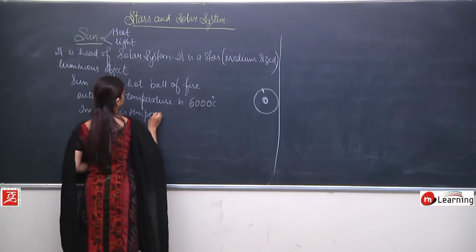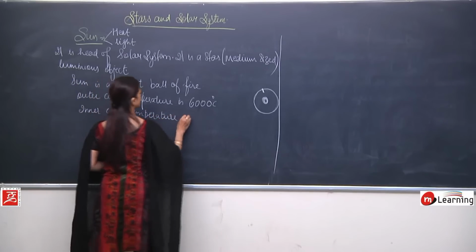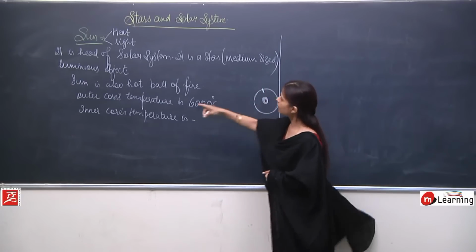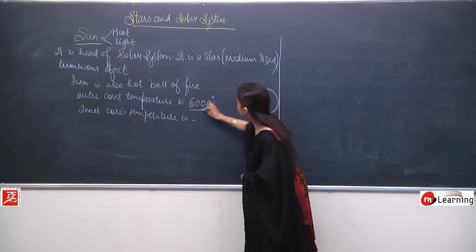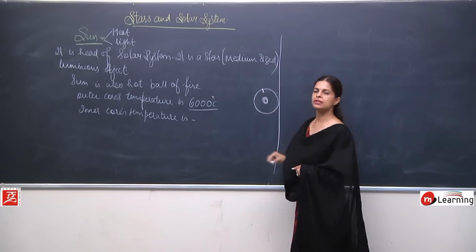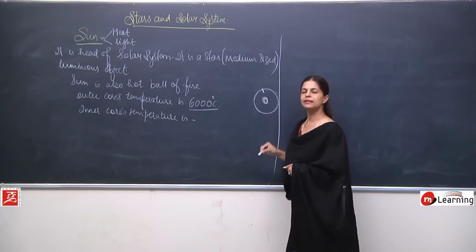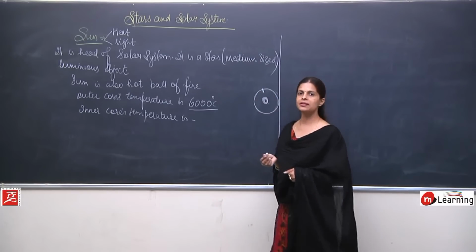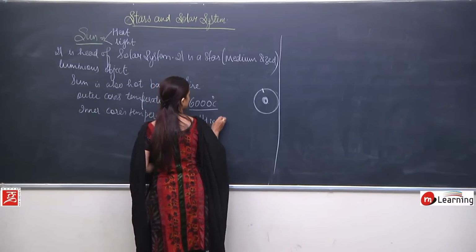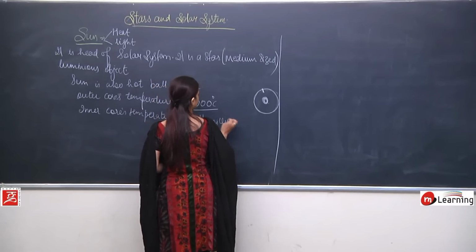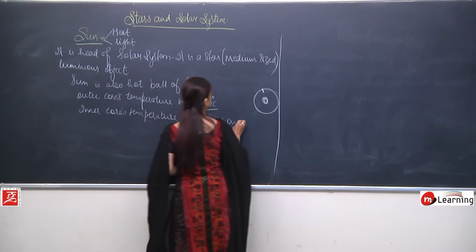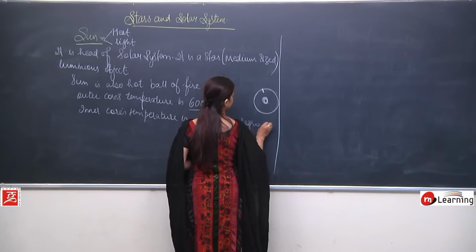And the inner core temperature, can you imagine how much it is? I have written over here, the outer core's temperature is 6000 degrees Celsius. That means here the temperature is 6000. But what is in the center? How much is the temperature? So children, this one is 14 million degrees Celsius.